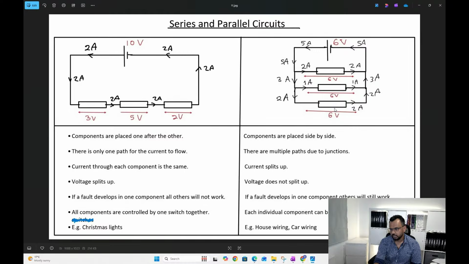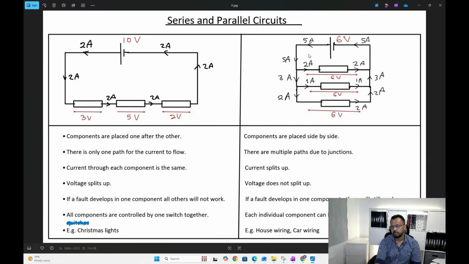Then, all components are controlled by one switch altogether. So if you put a switch anywhere in this first circuit, it will control everything together. Everything is on or everything is off. Whereas here, I can put a switch here to control that one. I can put a switch here to control the second one. Or I can put a switch here to control the third one. Or I can put a switch next to the power supply to control everything all together. So you have more control there.